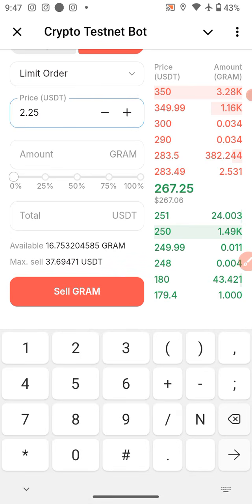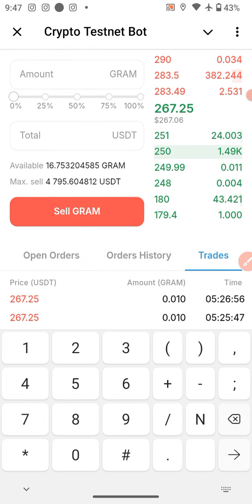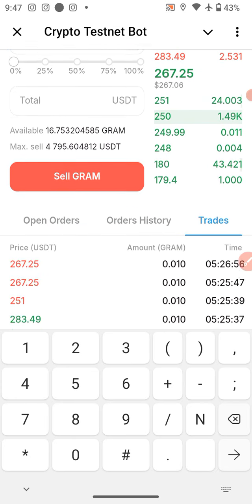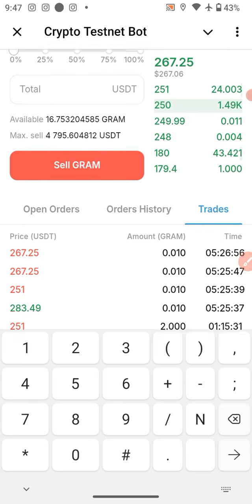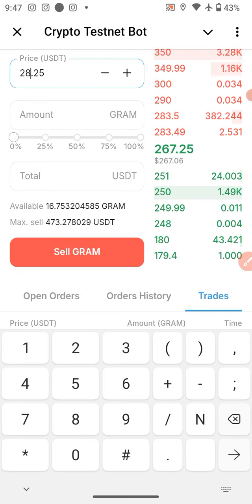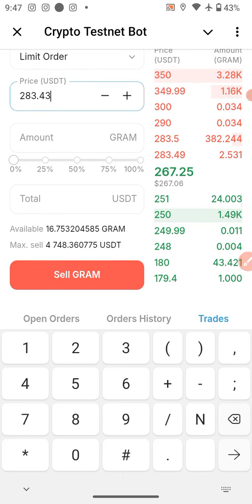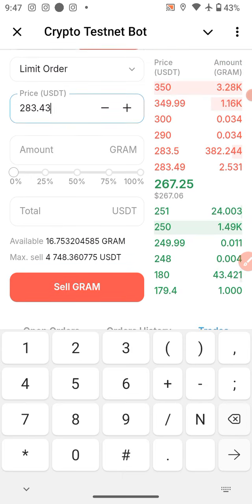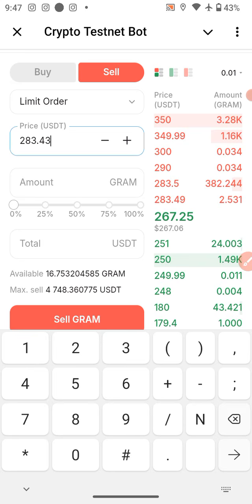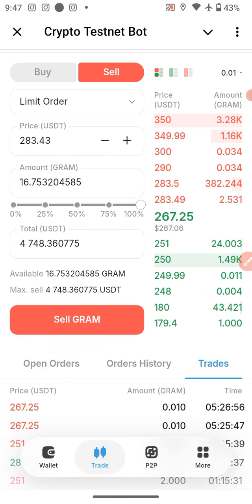So if I put it in $283, 283.49, I will just write that there, 283.49, and you can see that I'm writing it already. So 283.49, is it 43 or 49? So if it reaches 283.43, I want all my gram to convert itself to USDT.